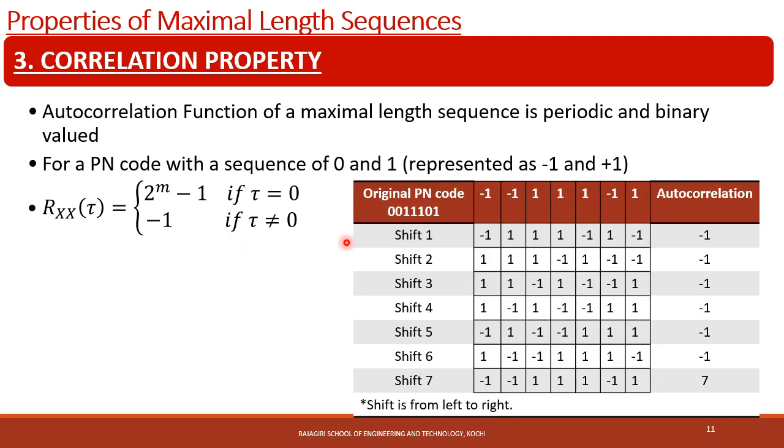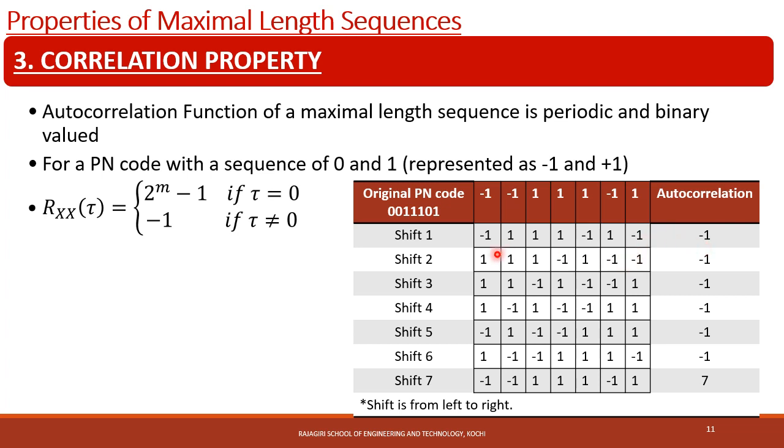Now, in this example, the sequence is 0, 0, 1, 1, 1, 0, 1. 0 is coded as minus 1 and 1 is coded as plus 1. Now, we are shifting the sequence from left to right. In the first shift, we take this minus 1 to the right side. So, the shifted version is obtained as this. Now, when you find the autocorrelation, that is, the product between the two sequences, and sum it up, we will get minus 1.